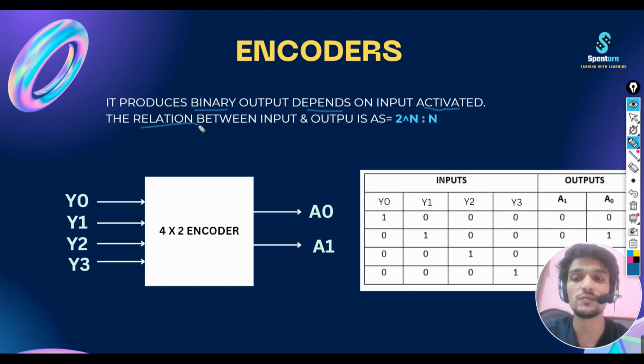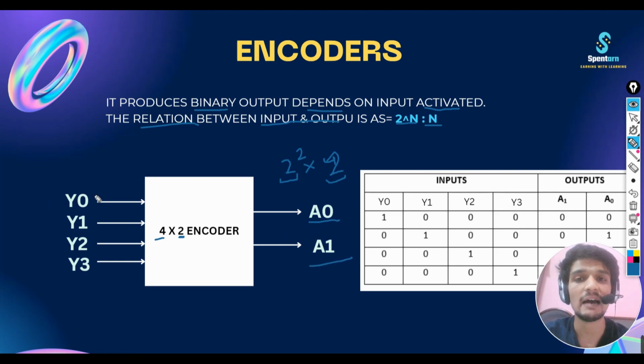The basic relation we have to know between input and output is 2 to the power n cross n, right? For example, here n is 2. So 2 to the power n means 2 to the power 2, which is 4. 2 to the power 2 cross 2, sorry. Okay, so this means we have 4 inputs and 2 outputs, right? These four inputs are y0, y1, y2, y3, and we are getting a0 and a1 as output. What does it actually mean?